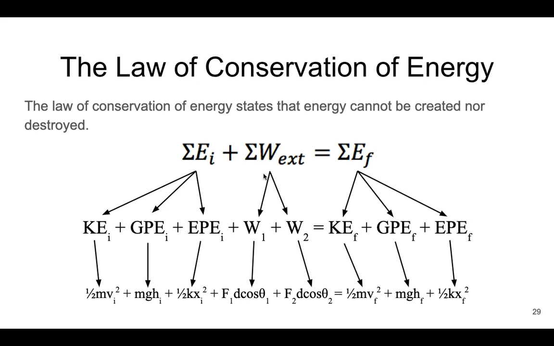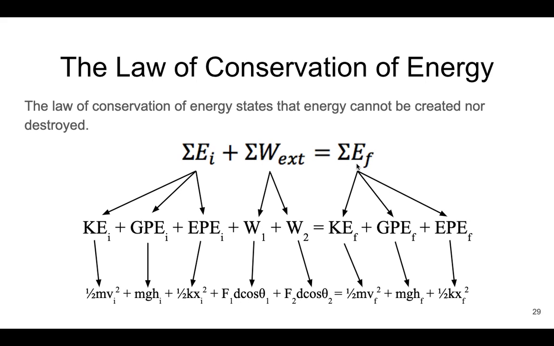This second term, sigma work external. You might have one thing giving you extra work or taking work away, and you might have another thing, and another thing, and another thing. There could be lots of different things adding or removing energy from your system, or there might be zero things doing that. So this term could be zero. It could be a million separate terms.